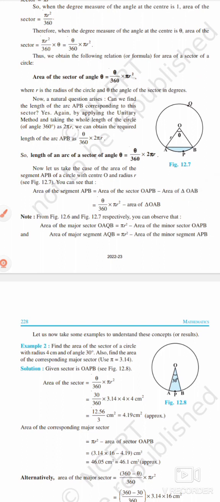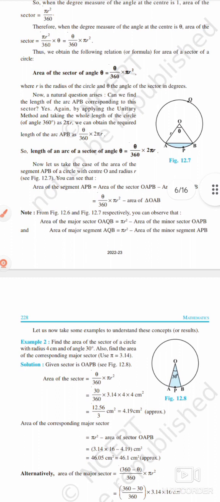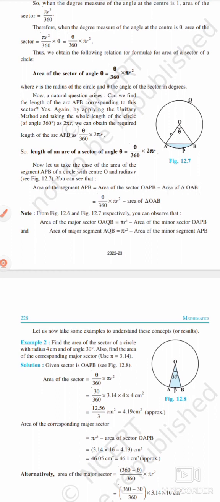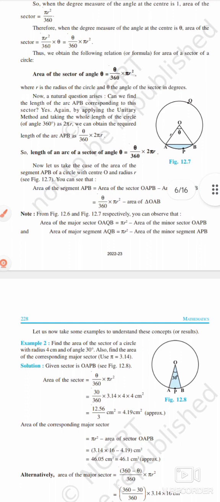Okay, so if I want to find the area of the segment, it is nothing but the area pi r square minus the area of the minor segment or the major segment. All right.